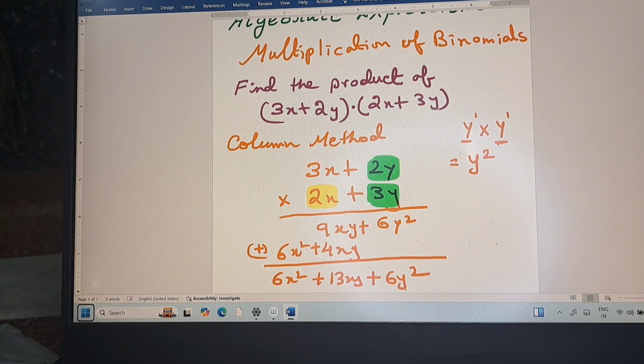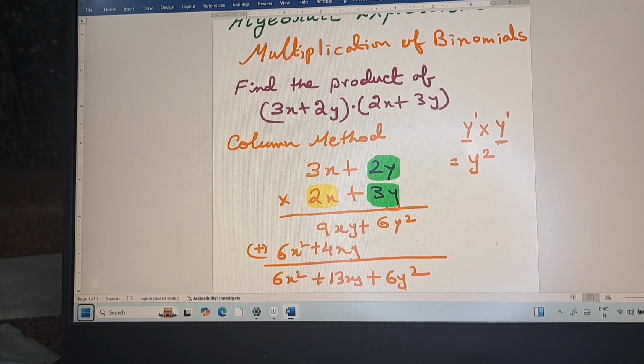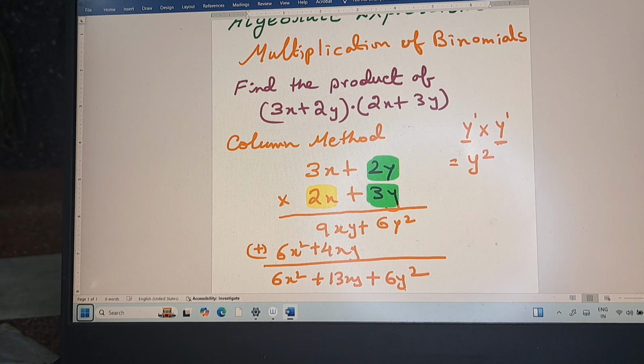So what we have learned today: different types of algebraic expression and how to multiply two binomials by following two different methods. Method 1, horizontal method. Method 2, column method. So with the help of these two methods, we can find the product of two binomials. I hope you have understood these two very important methods to find the multiplication of binomials.